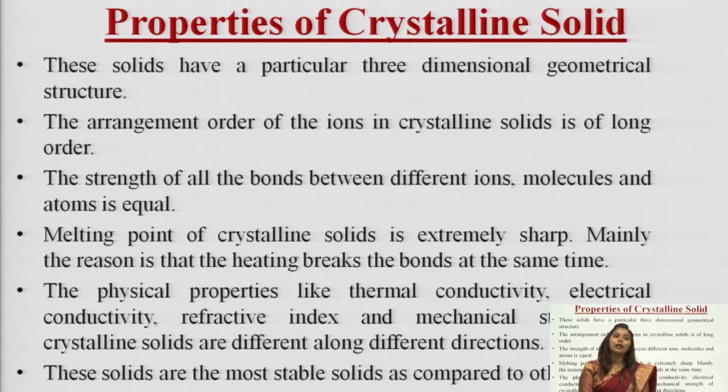Okay, the melting point of a crystalline solid is extremely sharp. Okay, the melting point of a crystalline solid is very sharp. Mainly the reason is that heating breaks the bonds at the same time. As we apply heat, the bonds start breaking at the same time. Then the physical properties like thermal conductivity, electrical conductivity, refractive index, and mechanical strength of crystalline solids are different along different directions. Okay. So these solids are the most stable solids compared to other solids. Which solids? Crystalline solids. Crystalline solids are the most stable solids compared to other forms of solids.